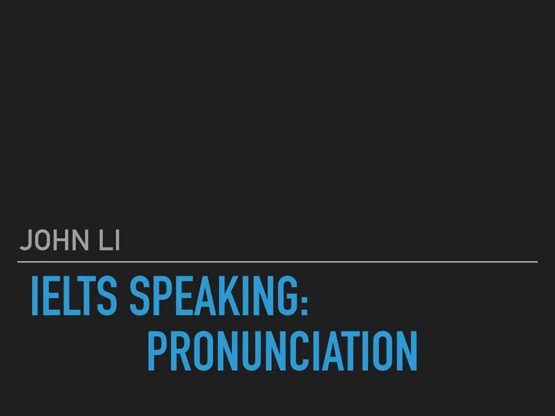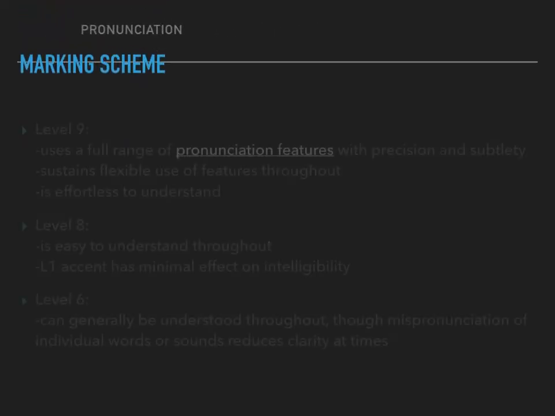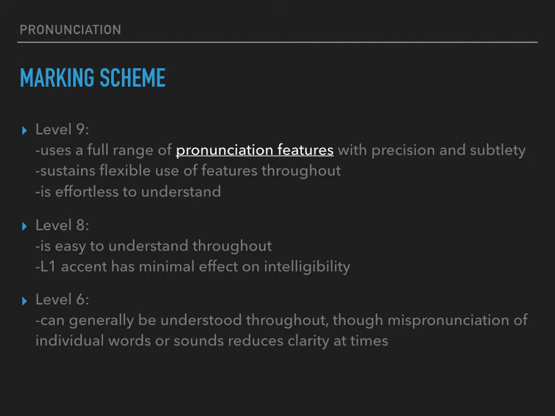大家好，我是 John。今天我来跟大家讲一下雅思口语里面的发音。发音是雅思口语4个考核点的第4项。因为我们讲发音嘛，所以这堂我会主要用英文来讲述。So first of all, let's take a look at the marking scheme. If you want to attain level 9, you have to have a full range of pronunciation features with precision. You have to sustain it throughout, and you have to be effortless to understand.